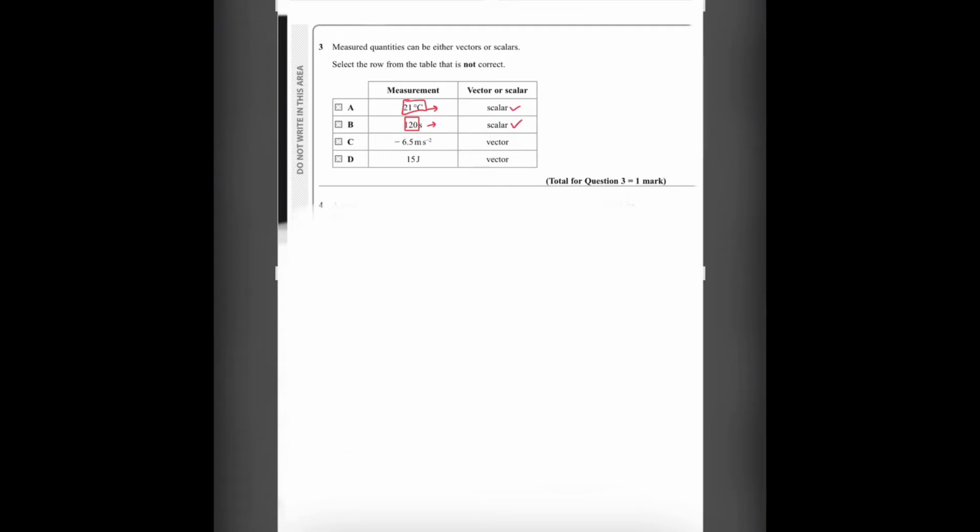Option C. Option C says that this is acceleration. This is the unit for acceleration, minus 6.5. It is said to be a vector quantity. So it is a vector quantity because acceleration has a direction. There is another way we can prove this. We have Newton's second law, F equals ma. So force is a vector quantity, mass is a scalar quantity, so acceleration should be a vector quantity. There is another scenario where if we multiply two vector quantities, we will get a scalar quantity.